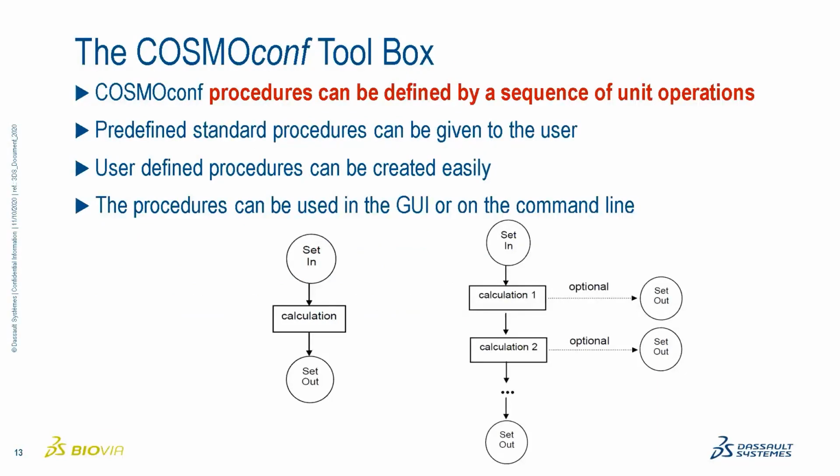Okay, our COSMO-Conf toolbox, that's a conformer generator in a way, is designed as a toolbox that has procedures that can be defined by a sequence of unit operations. So we have here on the left-hand side an input set of conformer structures. We will do some kind of calculation with it and get an output set. And we can combine a couple of these calculations, so starting with an input set, first calculation, second calculation, and so on, up to an output set, or also optionally write our output set for each step as well.